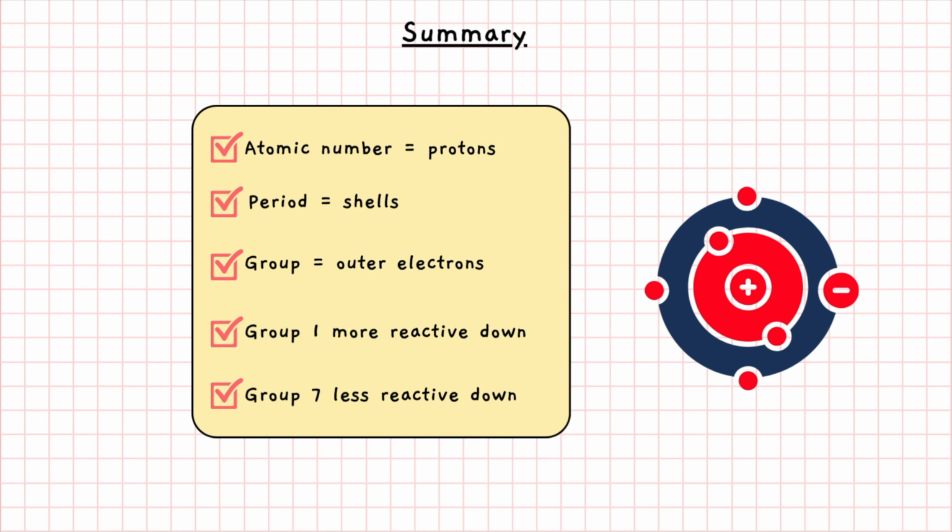If you get 3 things from this video, it's this. Atomic number tells you the number of protons, periods tell you the number of shells, and groups tell you the number of outer electrons. And those outer electrons, they control reactivity. That's why Group 1 gets more reactive down the group, and that's why Group 7 gets less reactive down the group. It's not random, it's structure controlling their behavior. And that's exactly how examiners want you thinking.